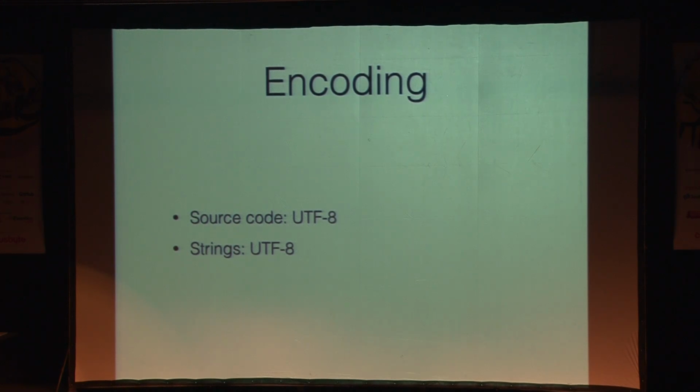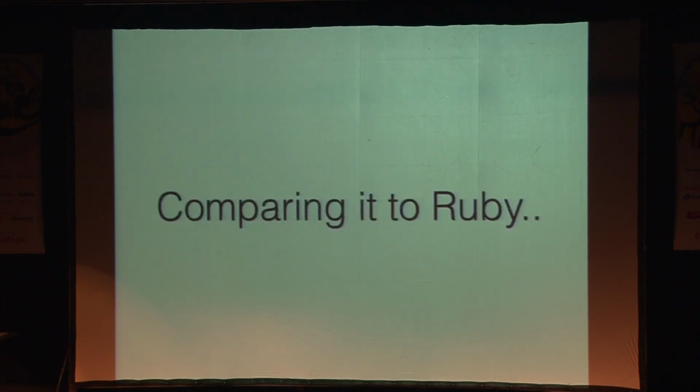Encoding: source code in Go is UTF-8 and strings are UTF-8. Thank God. Okay, compare it to Ruby.